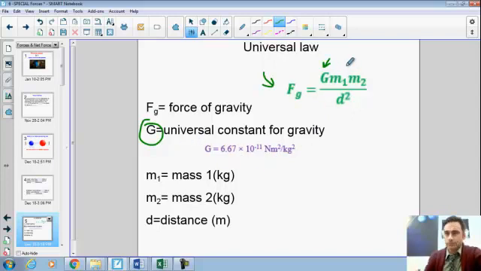So mass 1, that's the mass of your first object, and mass 2, that's the mass of your second object, and it doesn't really matter what you choose to be mass 1 or mass 2, because 5 times 1 is the same as 1 times 5. And then the distance is measured in meters, and that is meters squared.